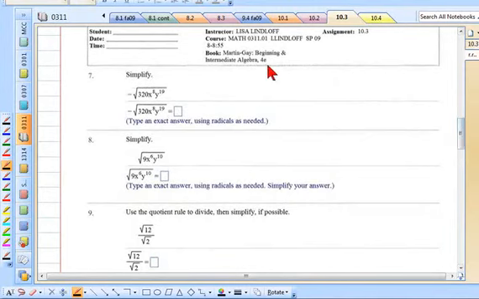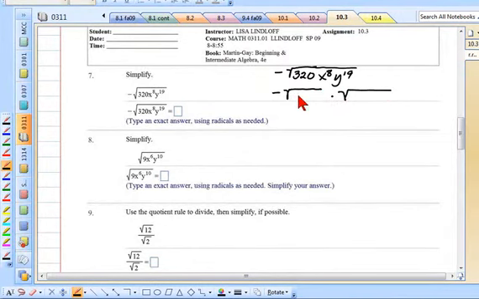Number 7, I have negative square root 320 x to the 8th, y to the 19th. As you play with this a little bit to try to find the largest perfect square that goes into this, well, it turns out that 64 goes in there, and it goes in there 5 times.